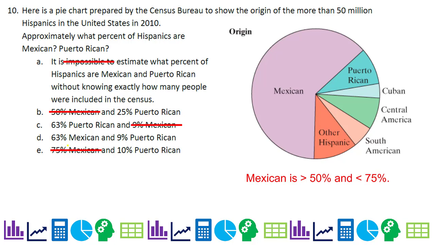Then the other thing is, it's not impossible to roughly estimate percents. Pie graphs are fantastic for that because we're very good at it. We can do our quarters and our 25%. So the correct answer is D. The correct answer is D for number 10.